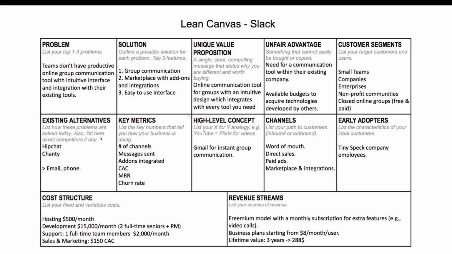Existing alternatives: HipChat and Shanty. Also, indirect old school alternatives were email, phone, and probably in-person meetings. Key metrics block. I put here 2 groups of metrics actually.